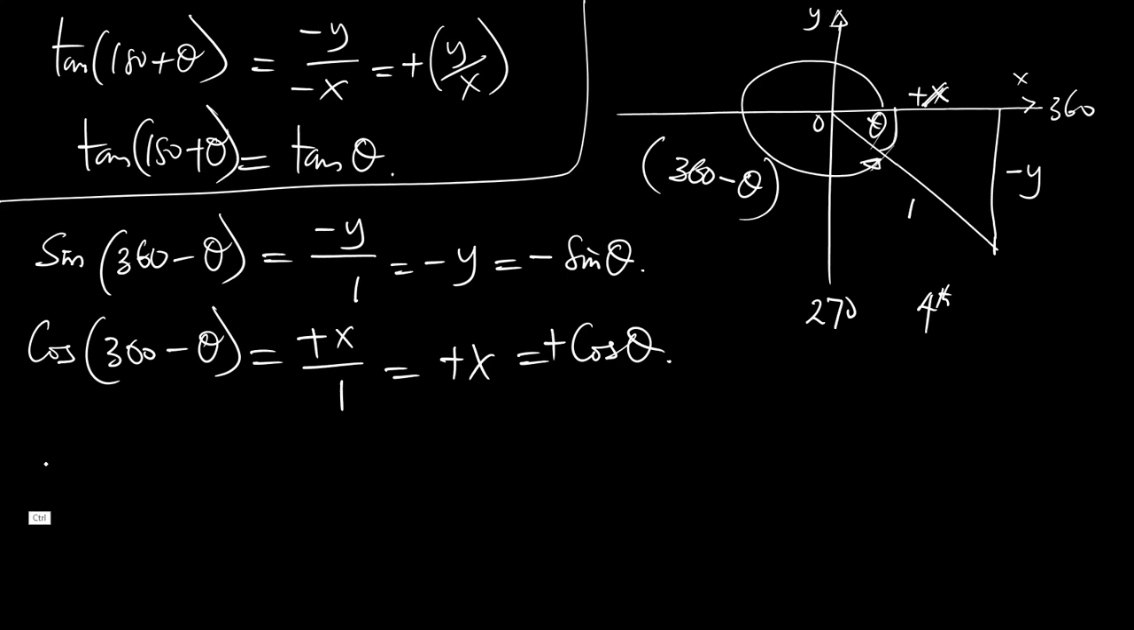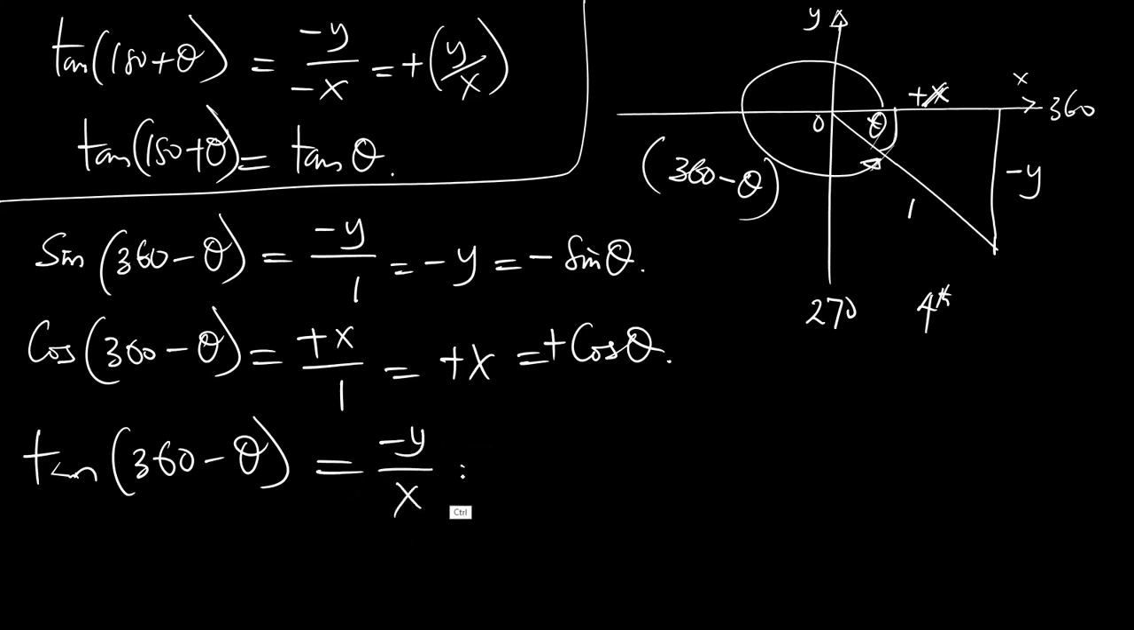Then now let's look at tan theta, which is tan 360 minus theta. You have the opposite all over adjacent, which is minus y divided by plus x. So this will give you minus y all over x, and this is equal to minus tan theta. So that is it.